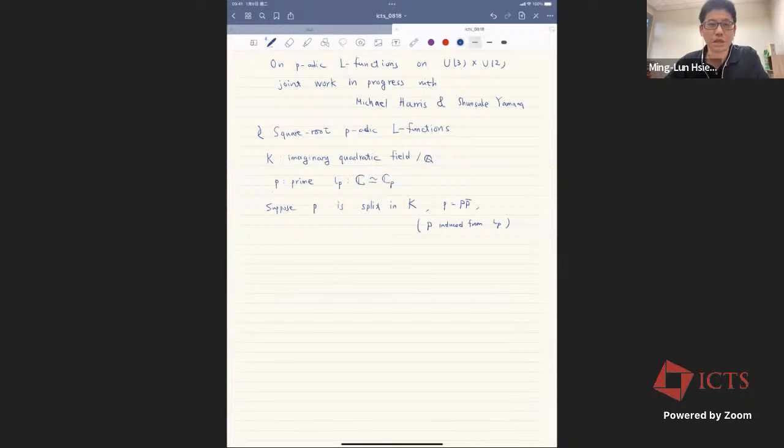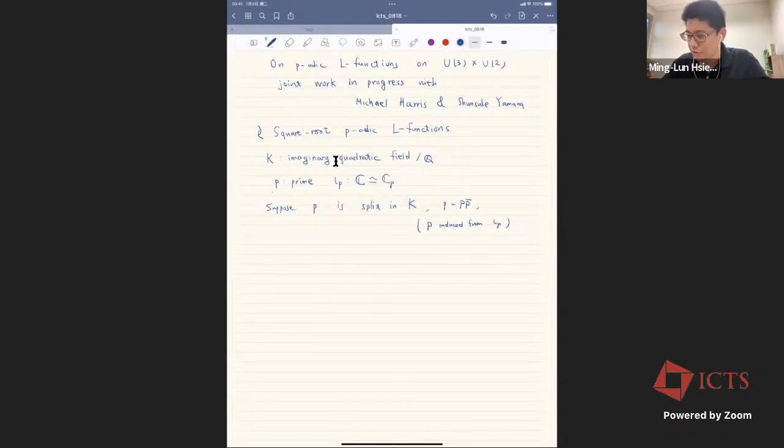Today I'll talk about p-adic L-functions, actually a square root of p-adic L-functions for U3 cross U2. This is joint work in progress with Michael Harris and Shunsuke Yamana. Let me begin with some notation.